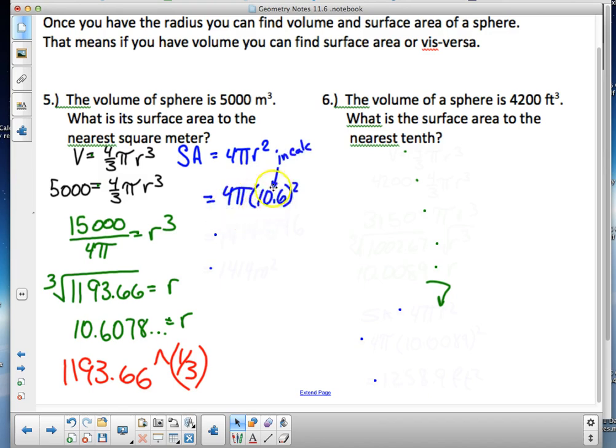So 4 pi times 10.6, remember this is all in the calculator, so I'm just truncating this value 10.6078, and it comes out to 1,414.046 meters squared. But they asked me to round to the nearest square meter, so that's why 1,414 meters squared is my final answer.